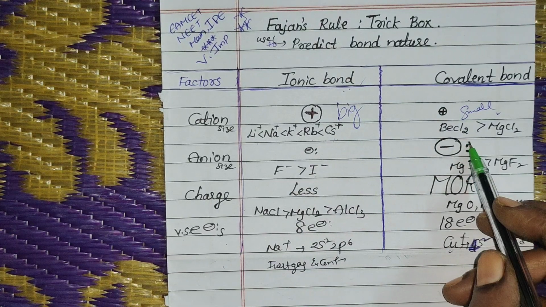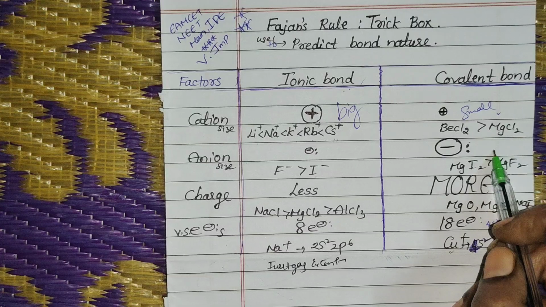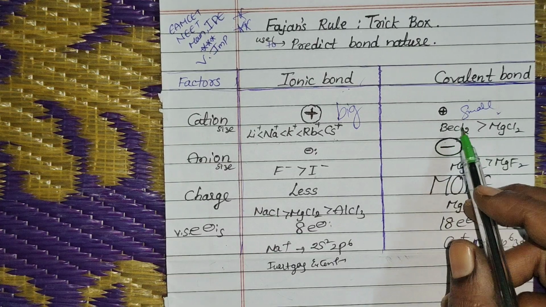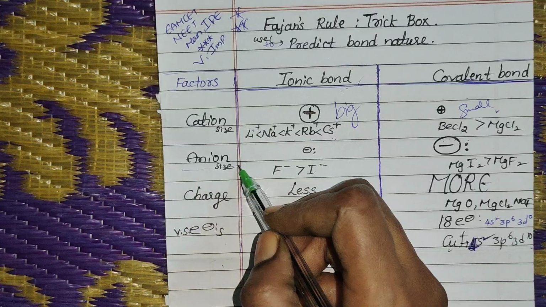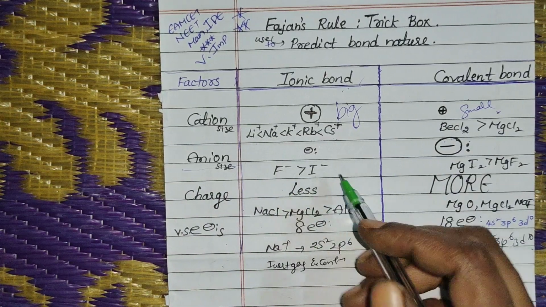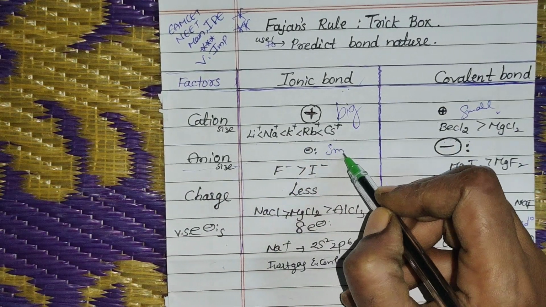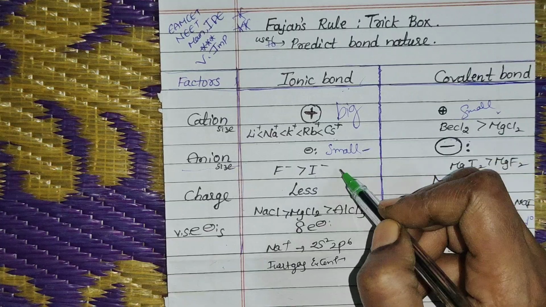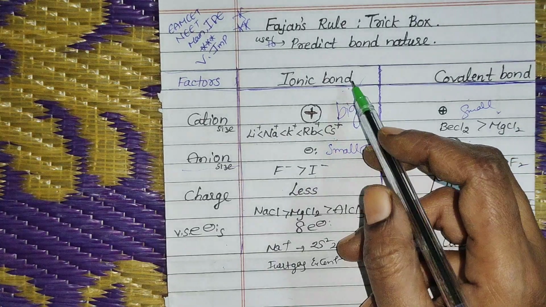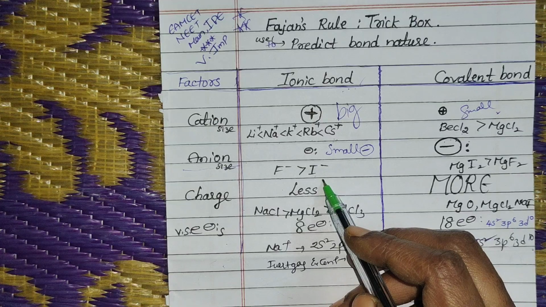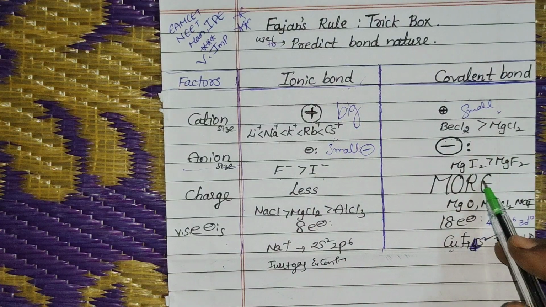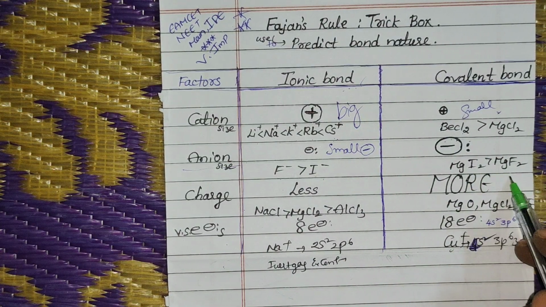For the covalent bond, beryllium chloride and magnesium chloride are there. Beryllium is small, that is why beryllium chloride is preferred for the covalent bond. After that, we have to take the anion criteria. A small anion prefers the ionic bond, so that is why fluoride is greater than iodide for ionic bond nature. For covalent bond, MgI2 is greater than MgF2.